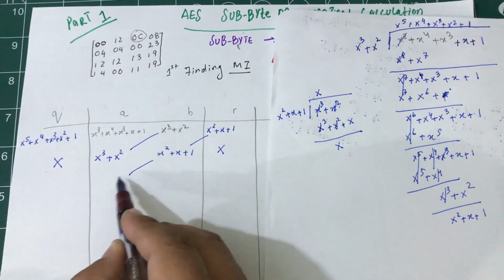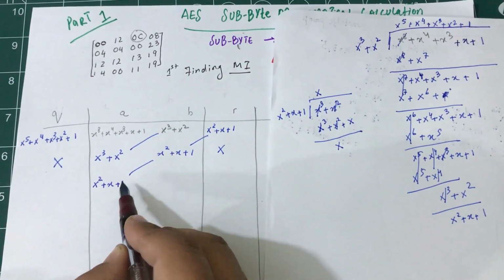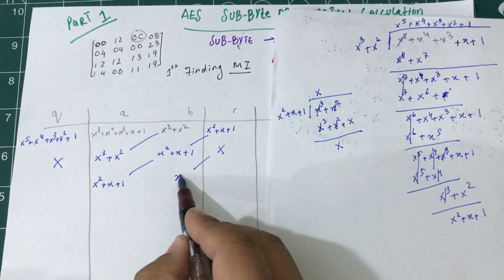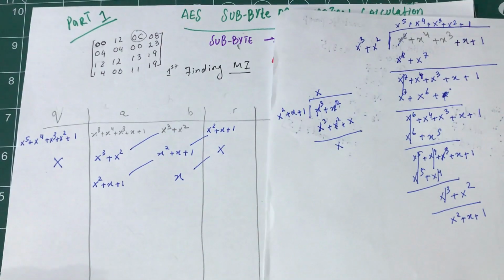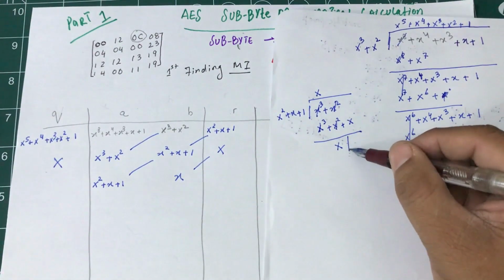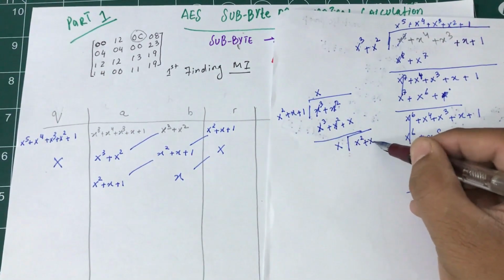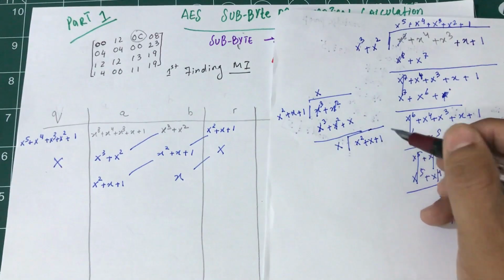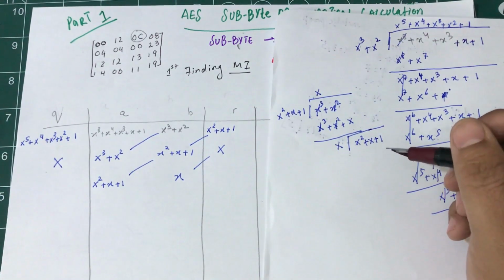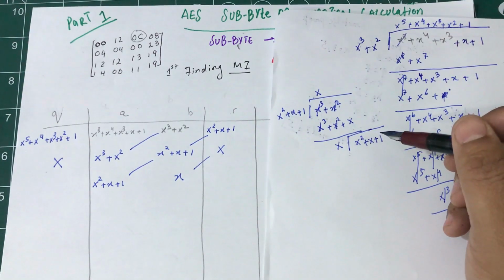I'm going to bring this out here. And I'm going to bring this out here. Okay, so let's do this. Let's perform this division now. What is it? It's x to the 2 plus x plus 1. All right, guys. What do I need to do?